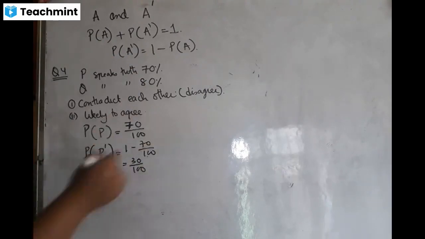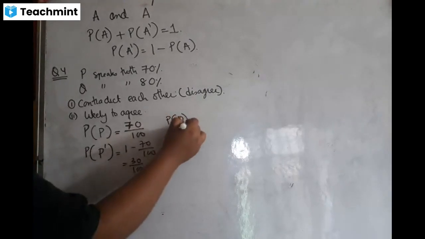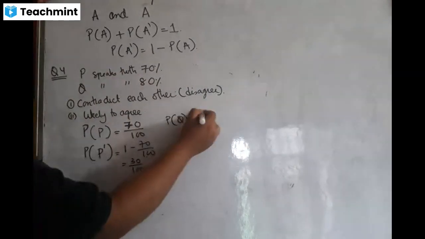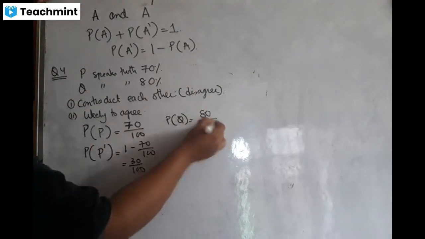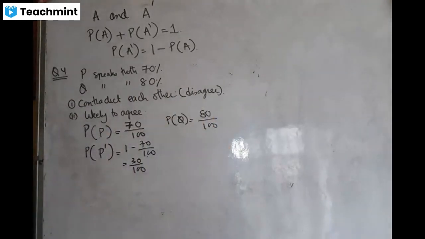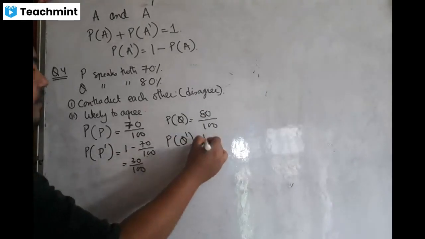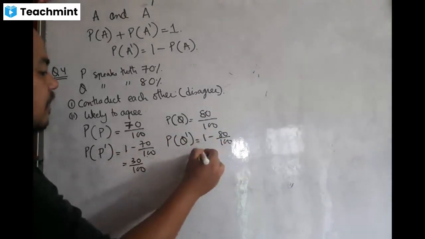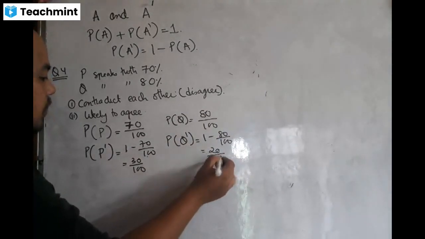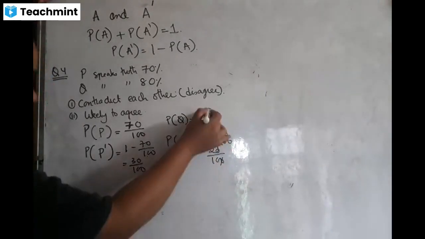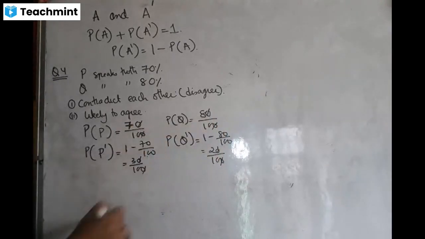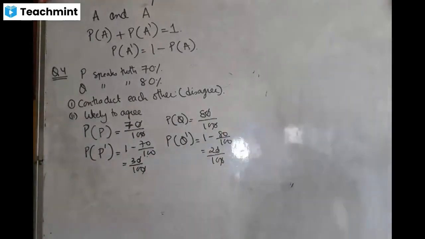Do the same thing out here. What is the probability that the person Q will speak the truth? It's 80%. So out of 100, there is a person Q who speaks truth 80 times. So obviously the person Q is gonna lie. How many times? 1 minus 80 by 100. That is equal to 20 by 100. You can simplify this further. So you got the probability of success as well as failure for both the people. Is that clear? Okay, now comes the most important part.